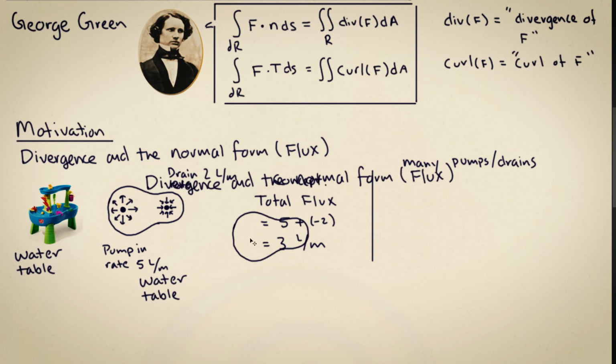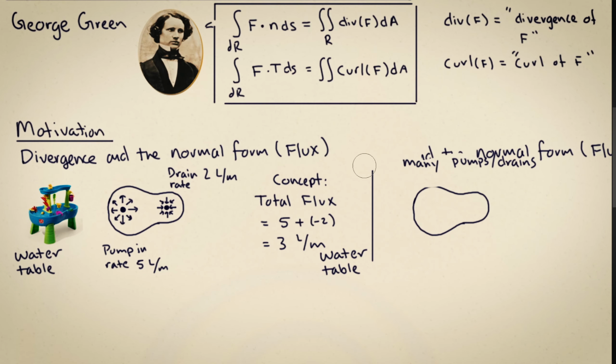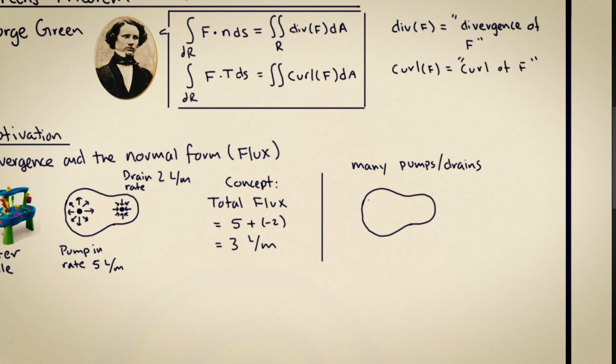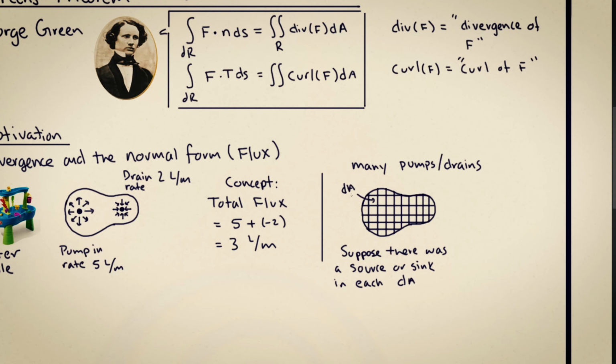Each of them was dA, and then in each one of those little rectangles, there was either a pump or a drain. Sometimes we call these pumps sources of water, and the drains, we call them sinks. Just like when there was a single pump or a single drain, you could calculate the total rate at which water was passing across the boundary by adding up all of the pumps and drains for each point inside the region.